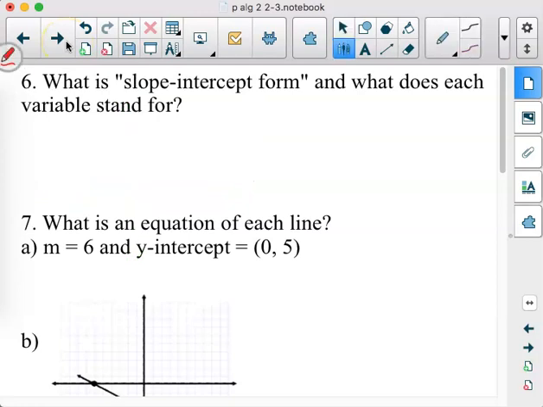Okay. What is slope-intercept form? Oh, well, here we go again. Mentioned it before. And what does each variable stand for? Okay, let's see. You guys told me m. That's the slope, and you were right. It's called slope-intercept. So which of those letters up there stands for an intercept? B. B is, in fact, the y-intercept.